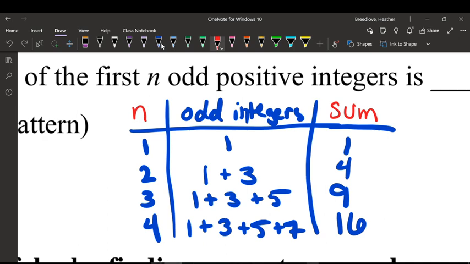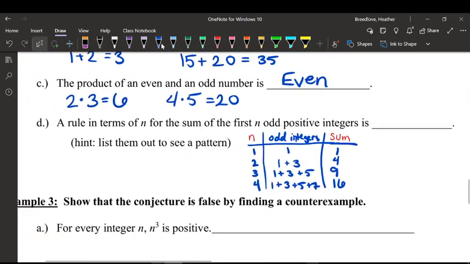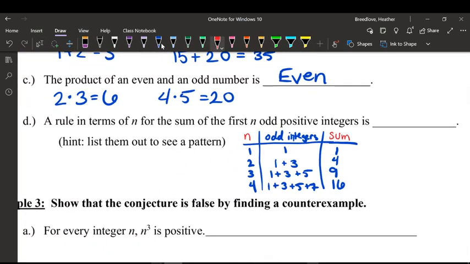It's a familiar pattern, right? These numbers 1, 4, 9, 16. Those are the perfect squares. So we could make a conjecture or a rule that says a rule in terms of n for the sum of the first n odd positive integers is n squared. So whatever the n number is, if you square it, you get the same thing as the result of adding up the odd integers. Just a neat little thing.